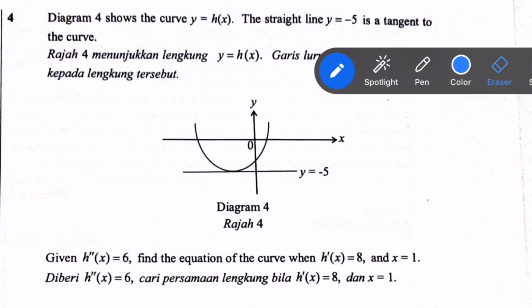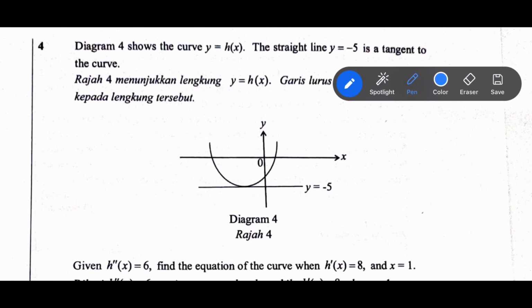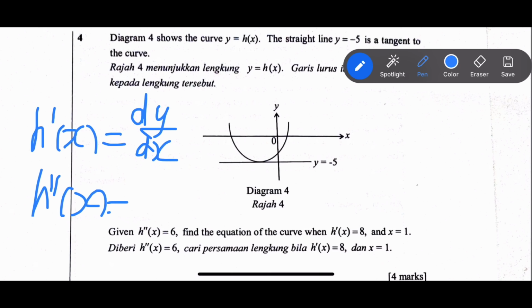Diagram 4 shows the curve y equal to h(x). The straight line y equal to negative 5 is a tangent to the curve. Okay, this question is actually very good because it's testing you on the concept of differentiation and integration. So you are given the second derivative, you are given the first derivative, right? This is actually dy/dx, h prime x. If you have double prime, it means you differentiate twice, d2y/dx squared.